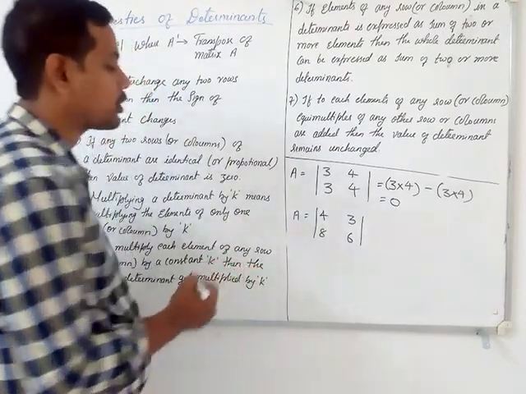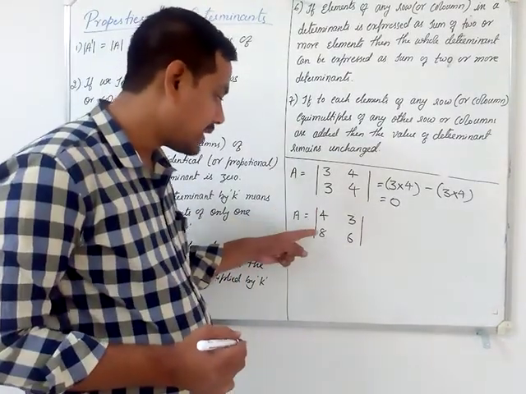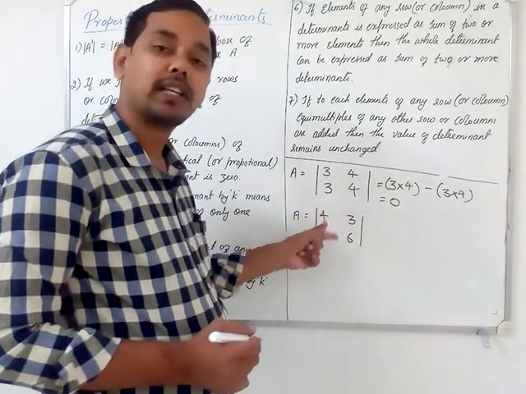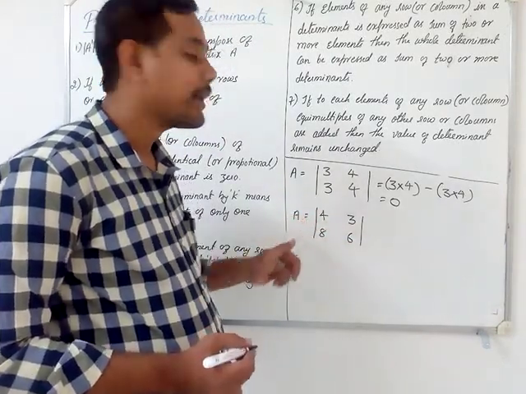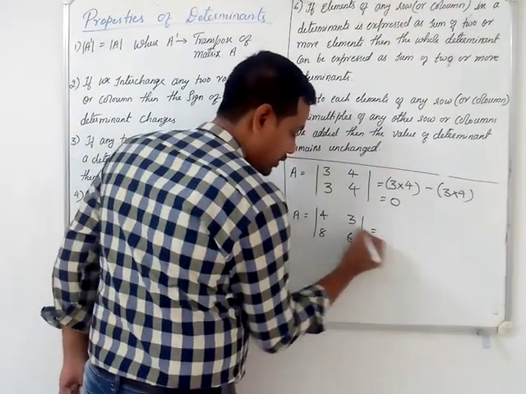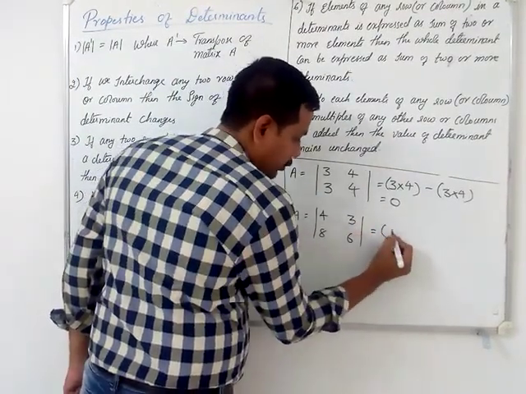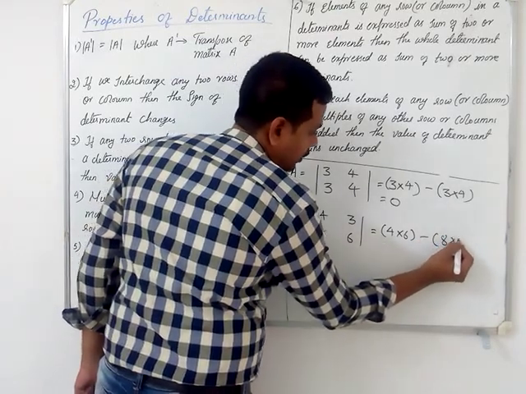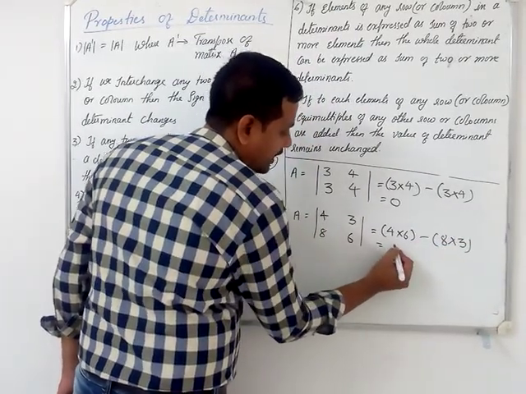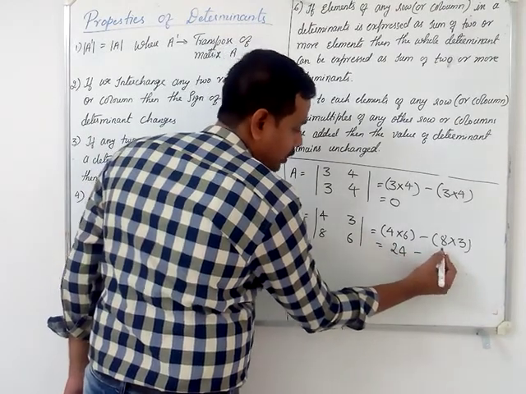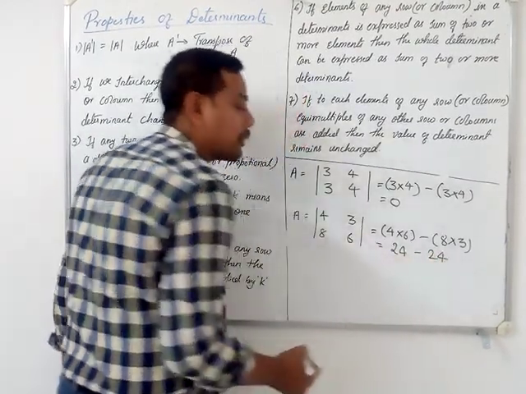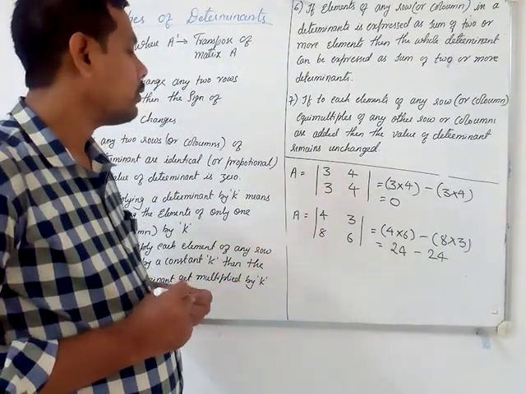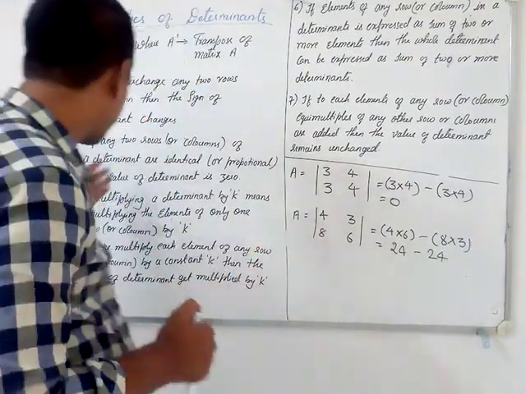If they are proportional, you can see 4 into 2 is 8, 3 into 2 is 6. So 8, 6 and 4, 3 are in some ratio, right? Then also the value will be equal to 0. How? You see 4 into 6 minus 8 into 3. What is 4 into 6? 24. What is 8 into 3? 24. Is that clear? So this is how this third property is.